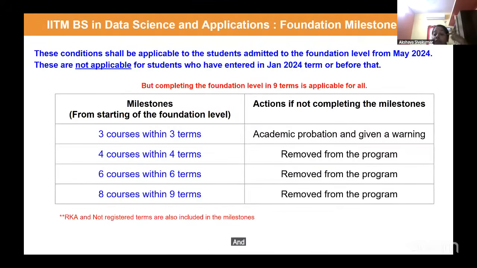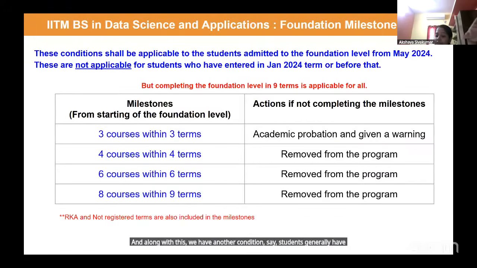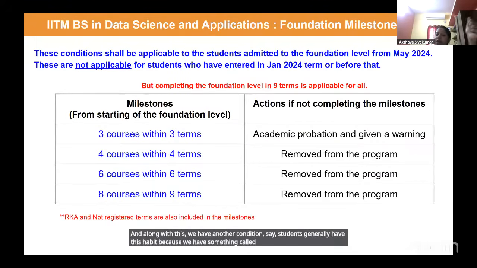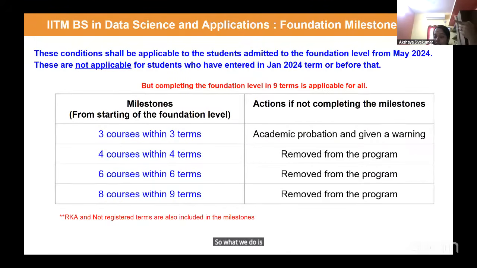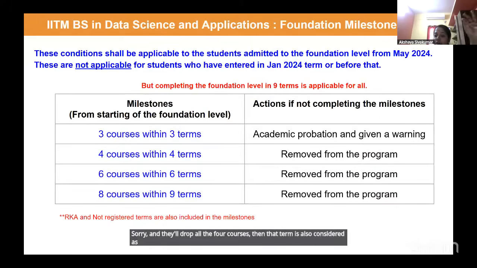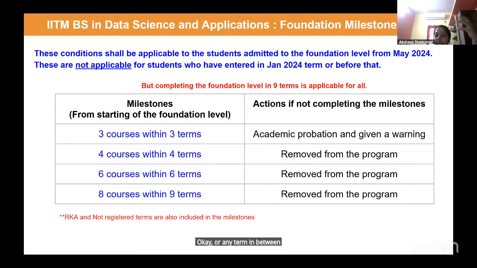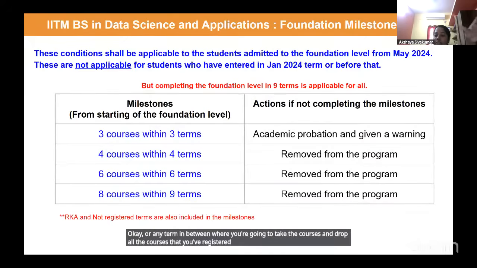Along with this, we have another condition. Students generally have this habit because we have something called a drop window. In the first term in which they register, say Jan 2026, they register for all 4 courses and then drop all 4 courses. That term is also considered as the start term of your program. Or any term in between where you take courses and drop all the courses you've registered, that is also considered in your milestone term calculation.